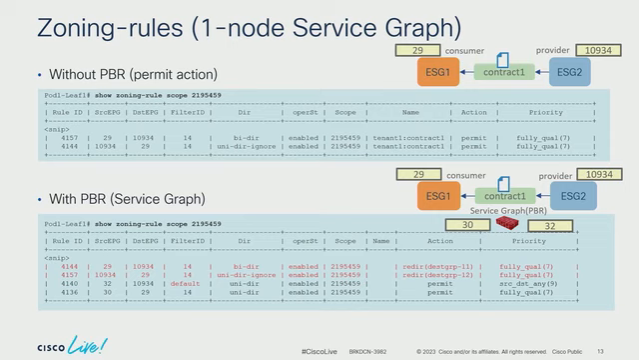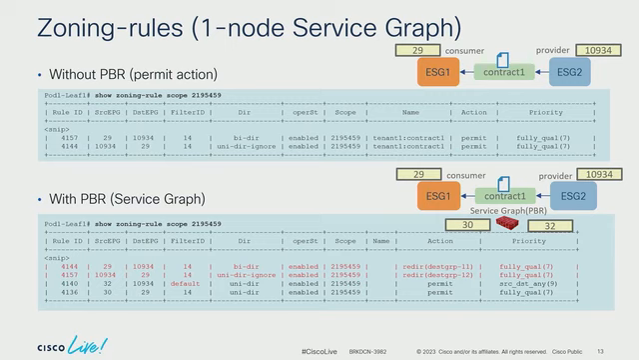So 29 to 10934, consumer to provider, action is redirect traffic to destination group 11. In this case, it's consumer side of firewall. Then after firewall processes the traffic comes back from the other side of firewall, that is 32 to 10934. That we don't need to redirect. It's going to be permit.